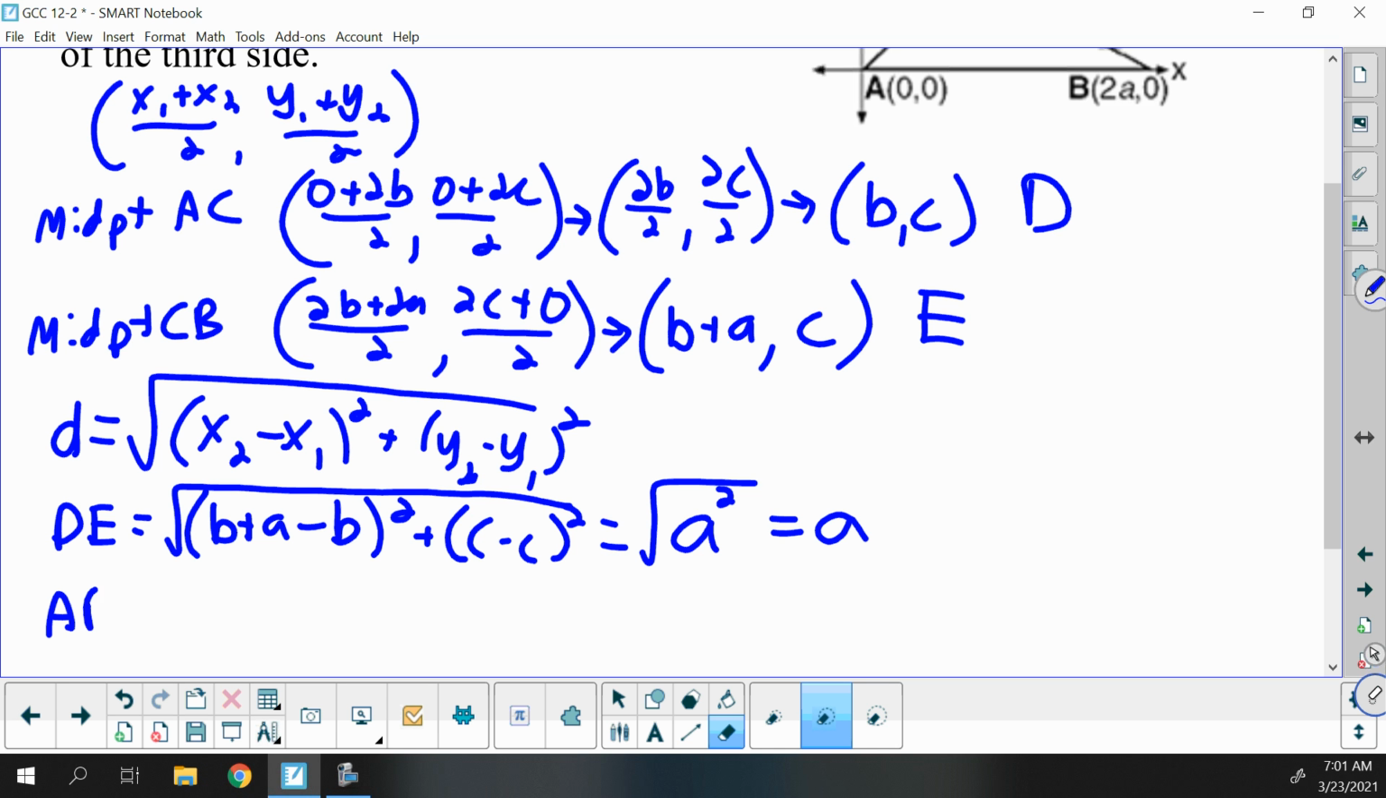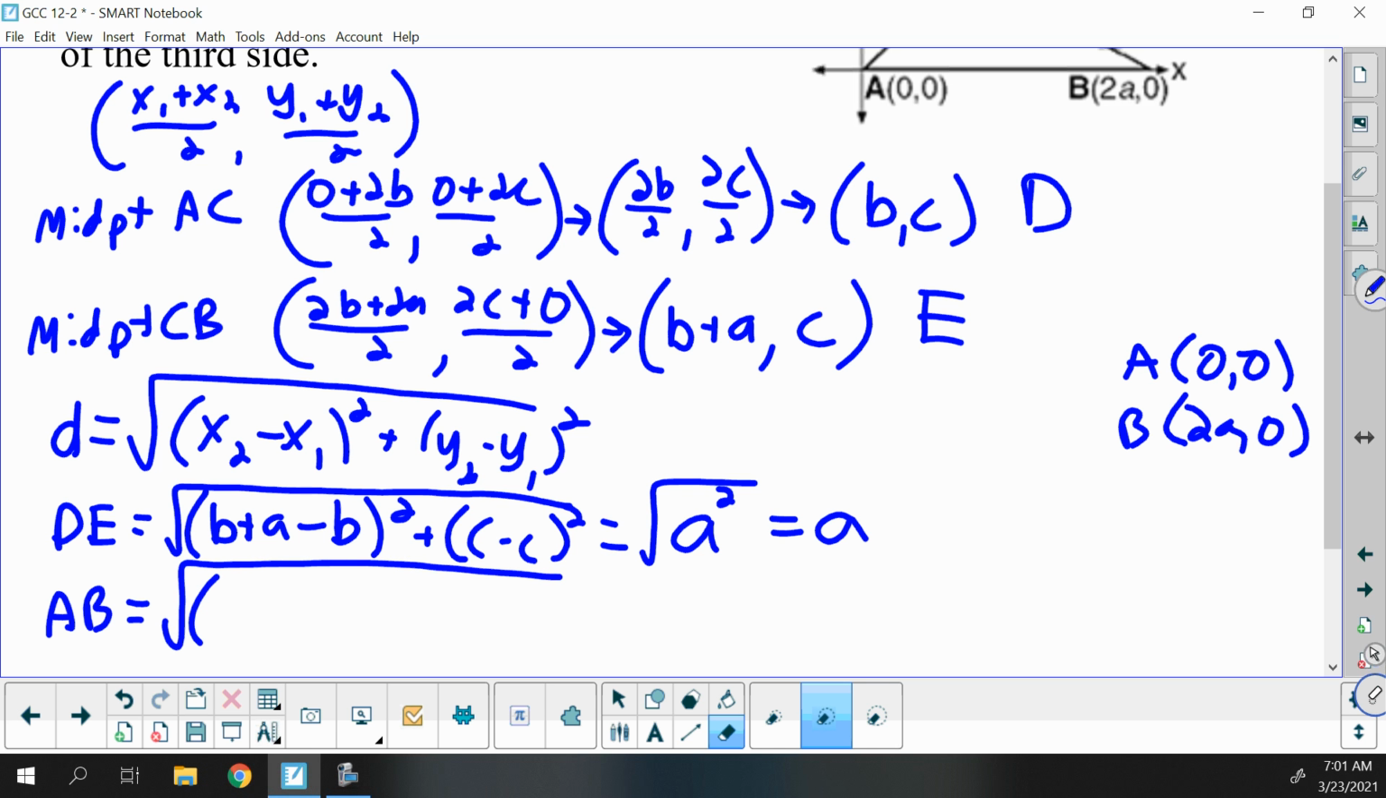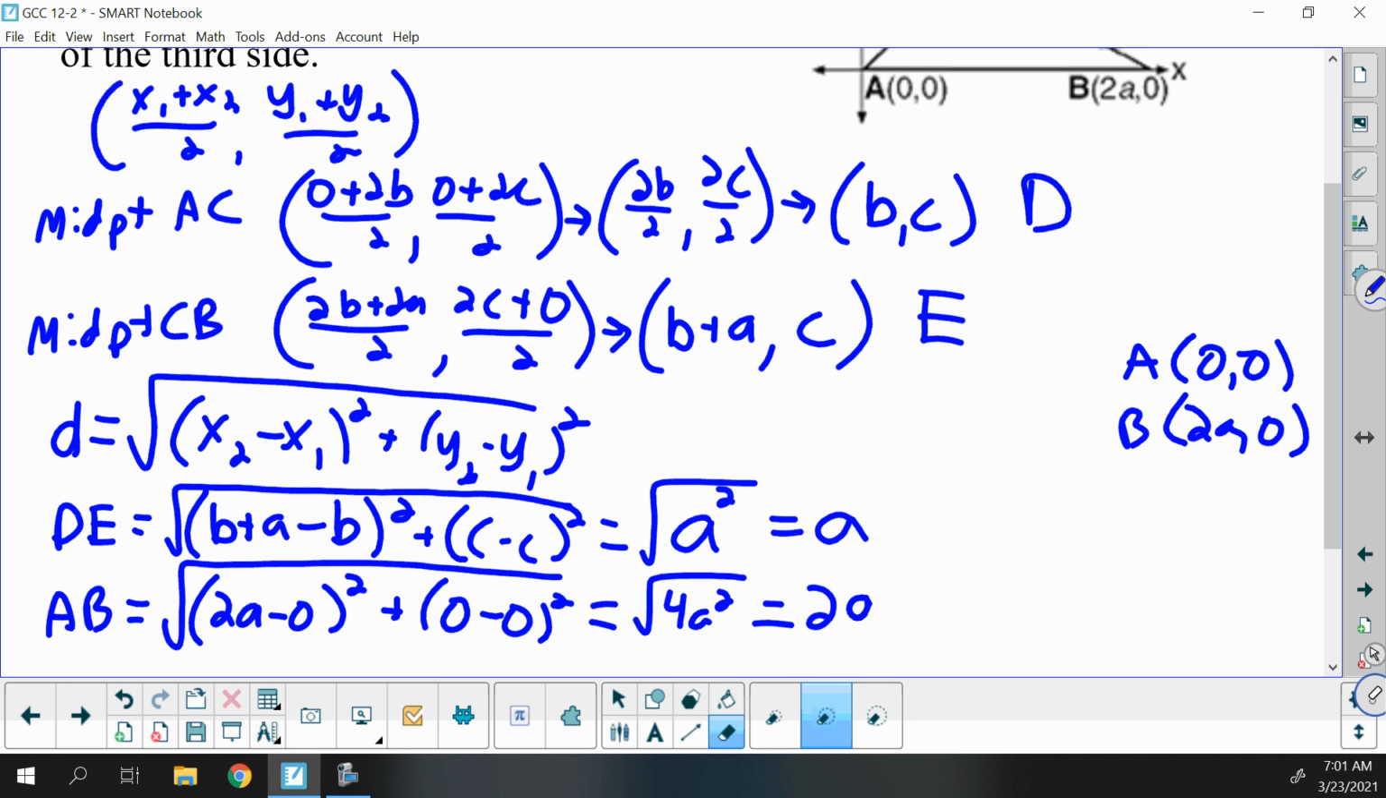And then we've got to do AB, which, just as a reminder, so I don't have to scroll up, A is (0, 0), and B was (2a, 0). So we'll have square root of 2a minus 0 all squared plus 0 minus 0 all squared. 2a minus 0 is 2a. When you square it, 2a times 2a is 4a squared, and then the zeros go away. If you take the square root of both 4 and a squared, we get 2a.